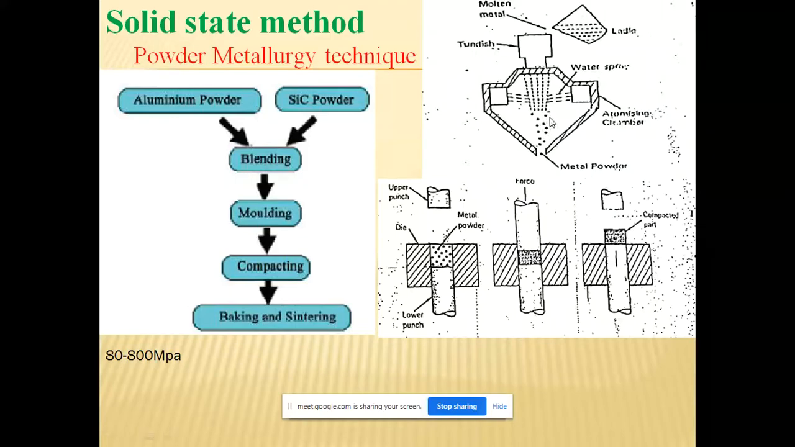After that, it comes down out of the chamber, and the metal solidifies and takes the form of powder. This was the process of making powder. This process of making powder is called atomization.